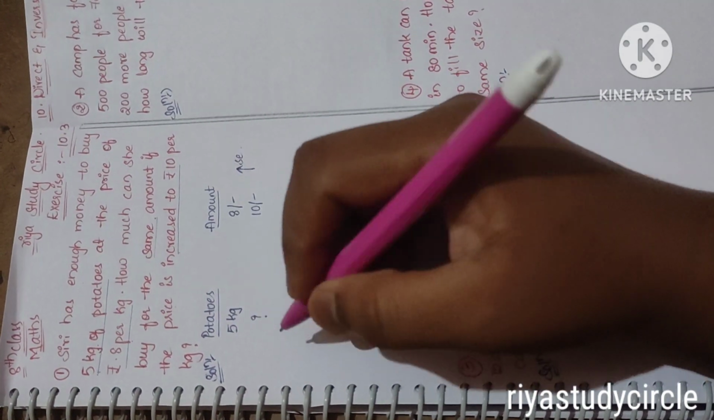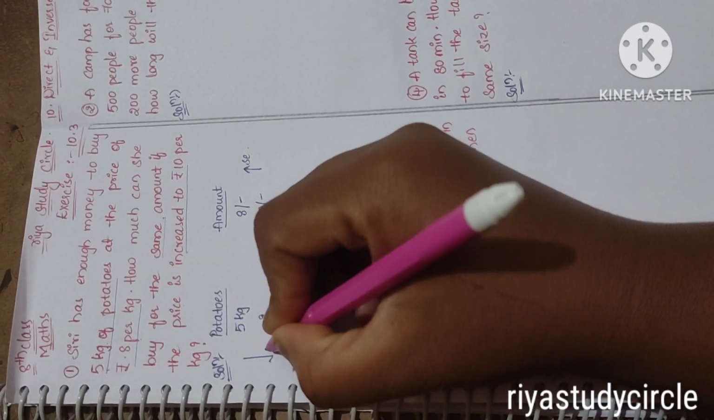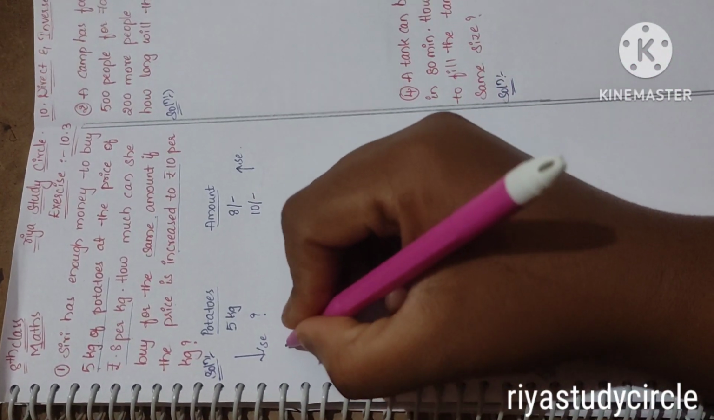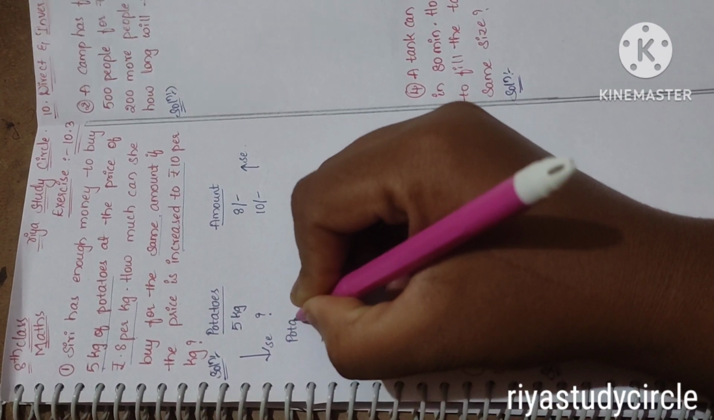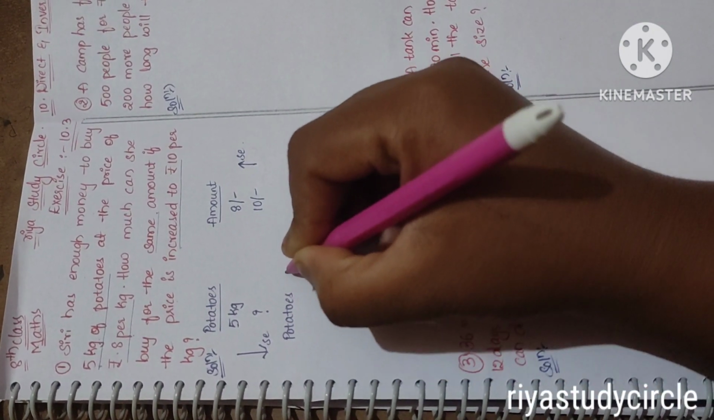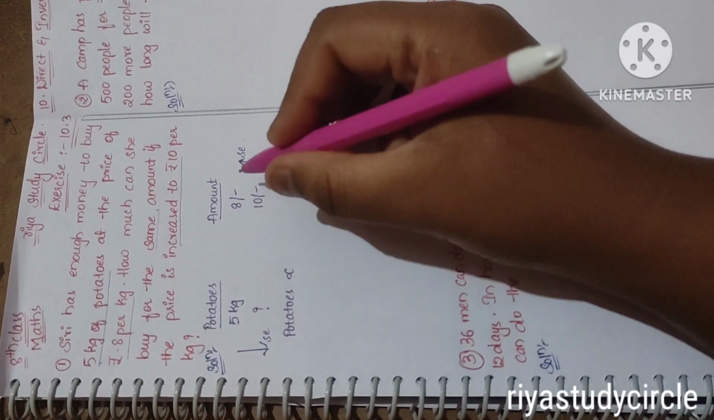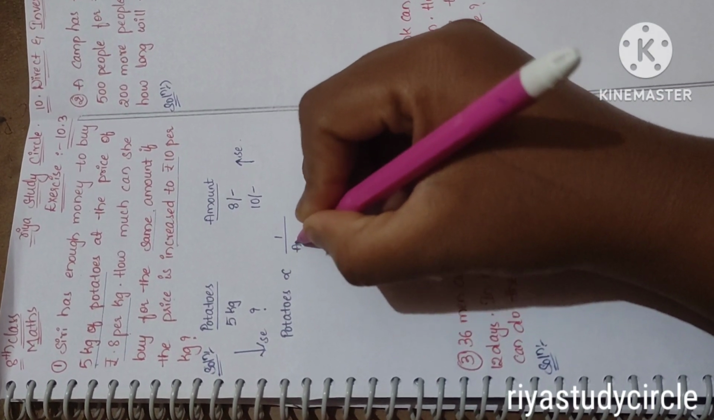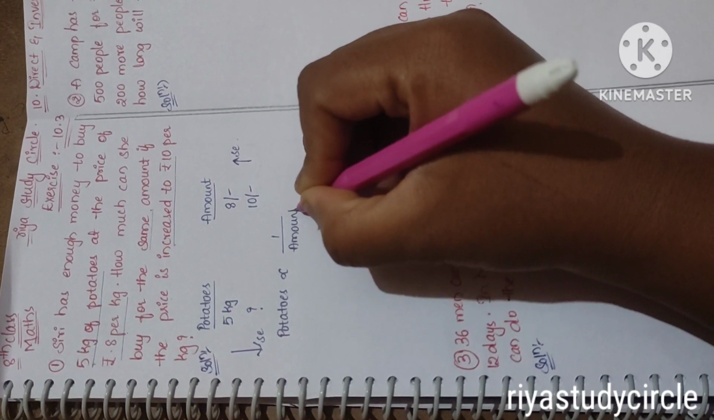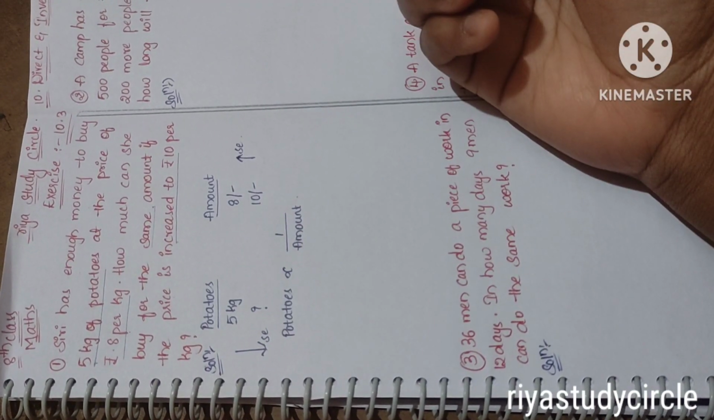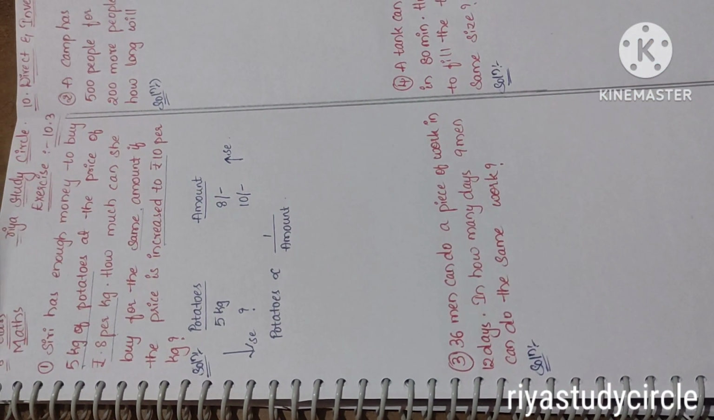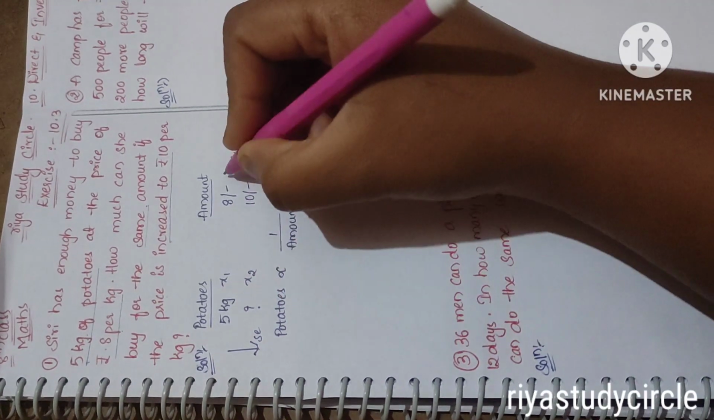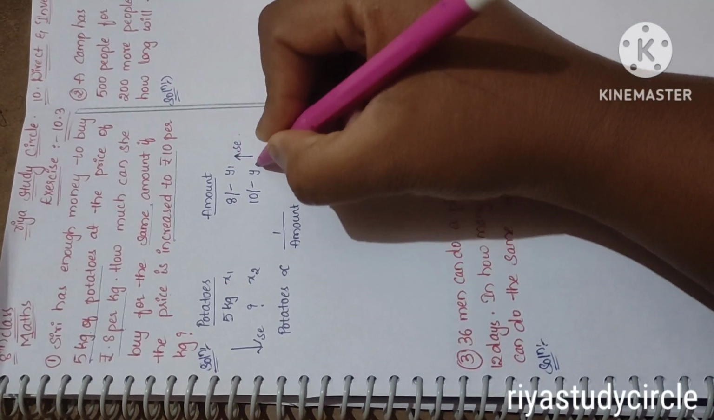Obviously, this is basic knowledge: if the amount increases, the quantity decreases. So one quantity increases while the other quantity decreases. So here potatoes and amount are both inversely proportional. So we can write potatoes is inversely proportional to amount. If you take the potatoes quantity as the x term and amount as the y term, that means 5 kgs is x1, we have to find x2, amount 8 rupees is y1, 10 rupees is y2.